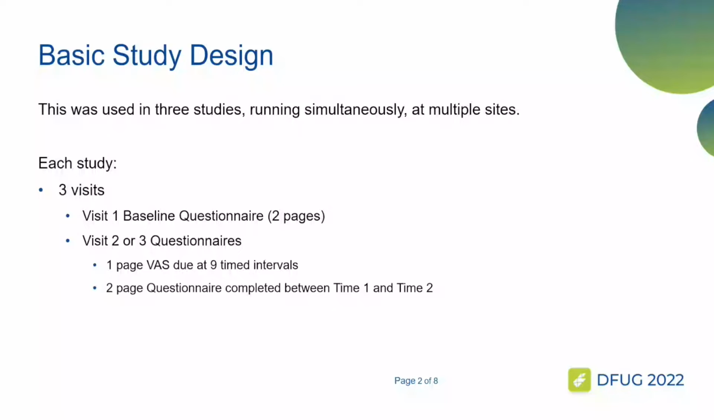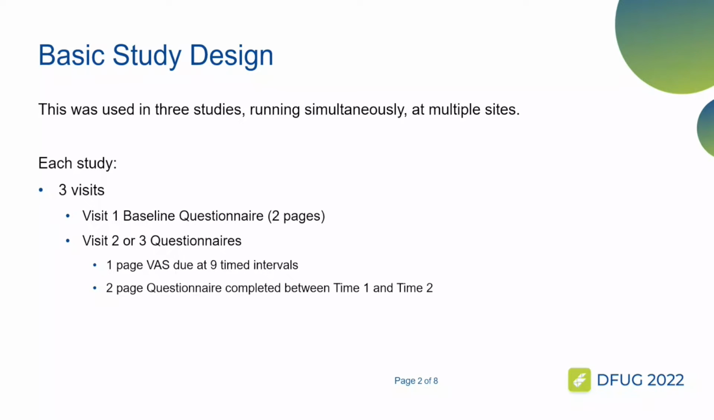So the basic study design, it was actually 3 separate studies. They were identical and they were running in parallel. Each study had 3 visits. They had a baseline visit. There was a questionnaire that the participant completed at that first visit. And then there were 2 treatment visits after that, but they would only complete questionnaires at one of them based on their randomization. For the treatment visit, there was a VAS scale, and that was at 9 timed intervals. So it was very specific timing on when they were supposed to complete these questionnaires.